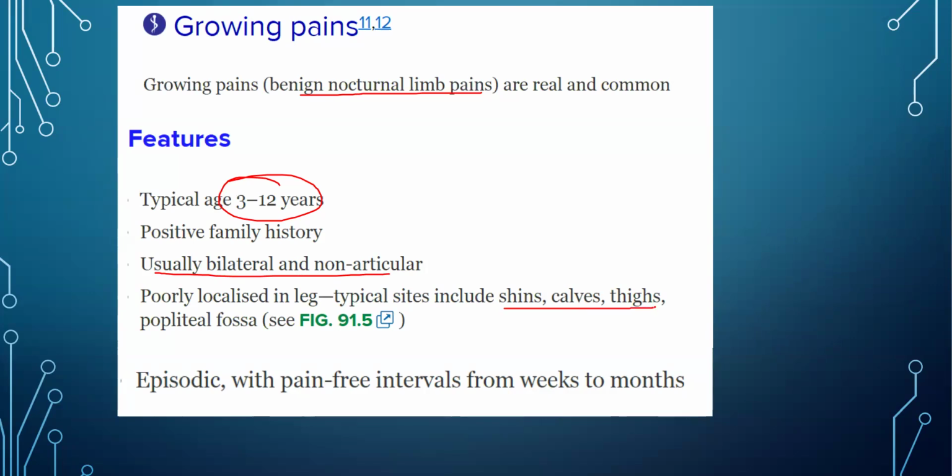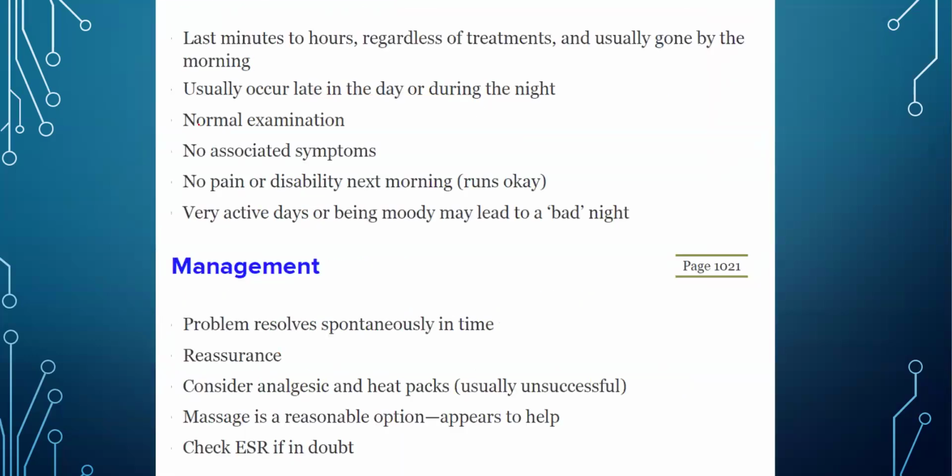So poorly localized, non-articular bilateral lower limb pain, which mainly happens at night and is gone in the morning, that's the time you would be thinking of growing pains. Okay, so it usually occurs late in the day or during the night, with a normal physical exam, no other abnormality, and no pain the next morning.